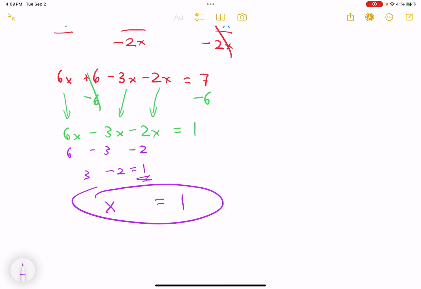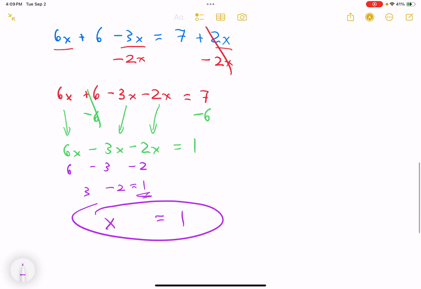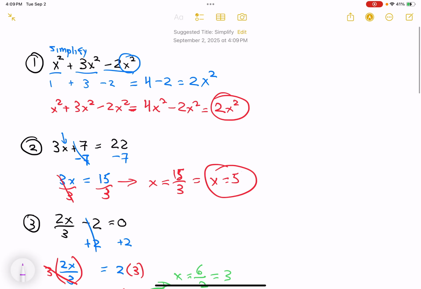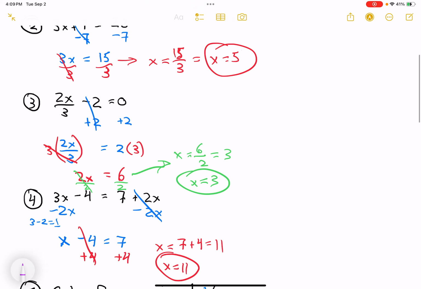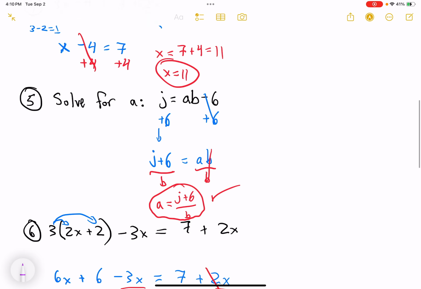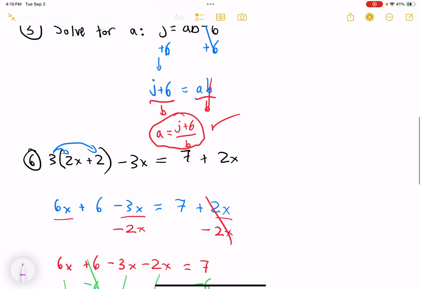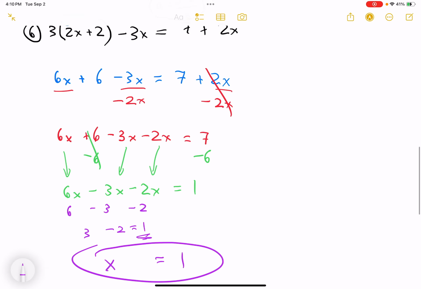X equals 1. So you'll notice we did the distributive property, then we got all our x's on the same side, then we got all our values that were not x on the other side, then we simplified, and that gave us our answer. So today in these notes, we have combined like terms. We have done a 2-step equation. We've done a 3-step equation. We've combined x's on one side and not x's on the other and solved. We've solved in terms of one variable, right? A equals when everything else has values or has variables. And then we have solved this complicated distributive property problem.